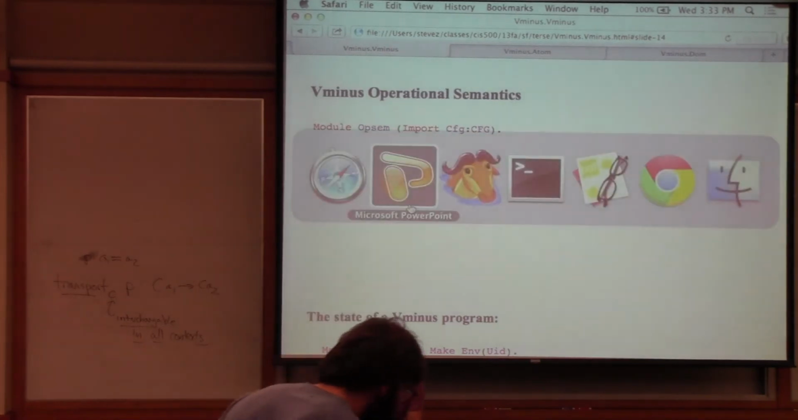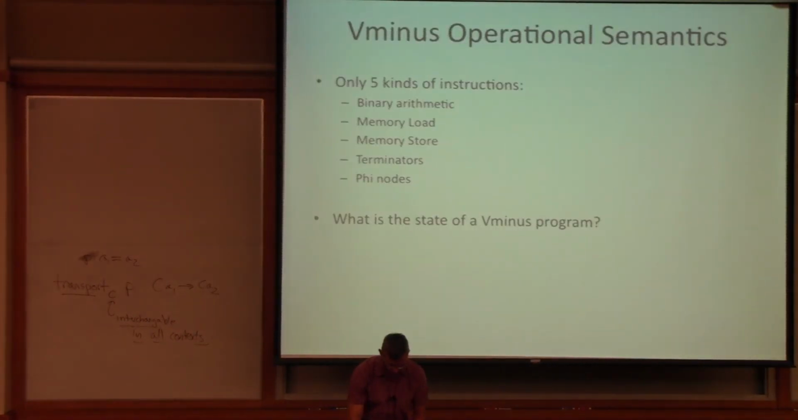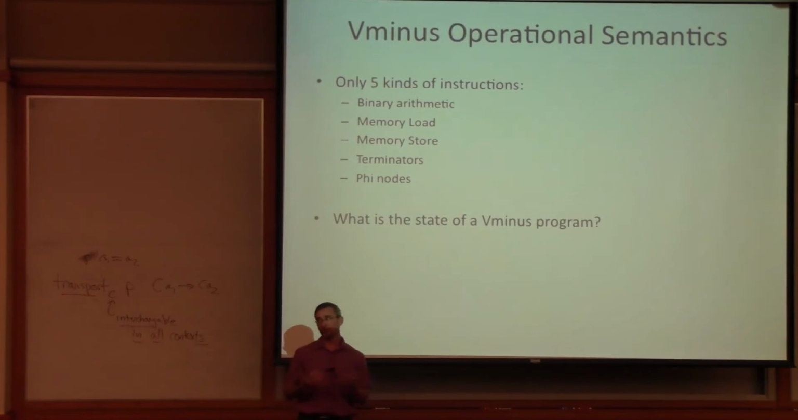Okay, so let's switch back here and talk about operational semantics. As we saw, there are only 5 kinds of instructions: binary arithmetic, memory loads, memory stores, terminators, and phi nodes. So what is the state of an SSA program? We're going to write down small-step relational operational semantics. So we want to take one of these control flow graphs and some current state and show how it transitions from one state to another.